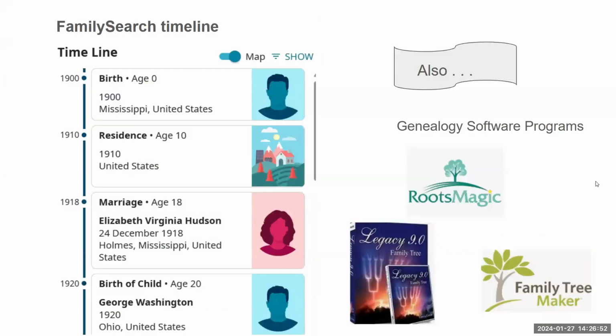FamilySearch also does a timeline. And again, it's just the facts. There are genealogy software programs that do timelines and reports and other things. And these are three of some of the most popular ones: RootsMagic, Legacy, and Family Tree Maker.